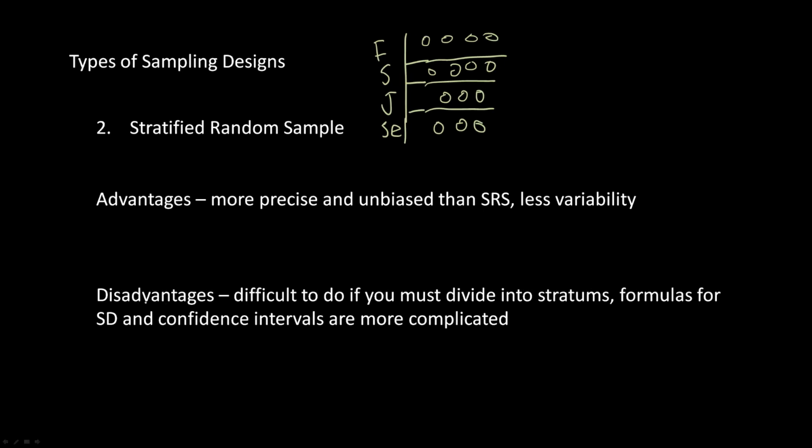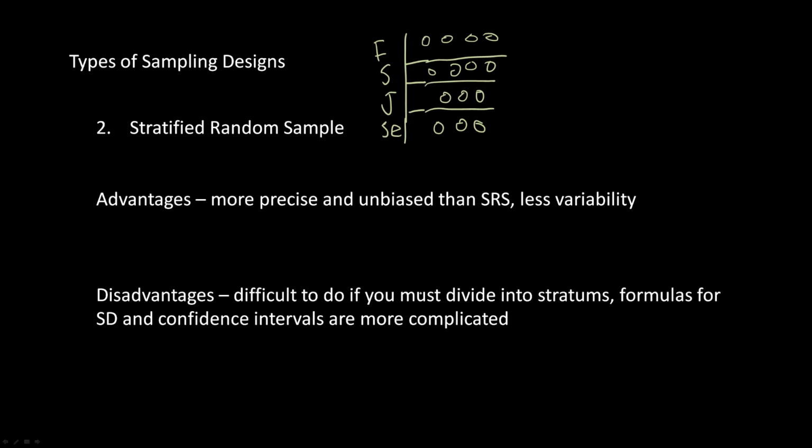However, one of the biggest disadvantages of the stratified random sample is that it's very difficult to do if you must divide into strata. Sometimes the population can make it very difficult for you to divide things into different groups, and it's very arbitrary. And second of all, the formulas for standard deviation and confidence intervals for stratified random samples are more complicated simply because you're not just randomly generating a number from like 1 through 100. You're actually dividing it up into 4 different subjective groups.